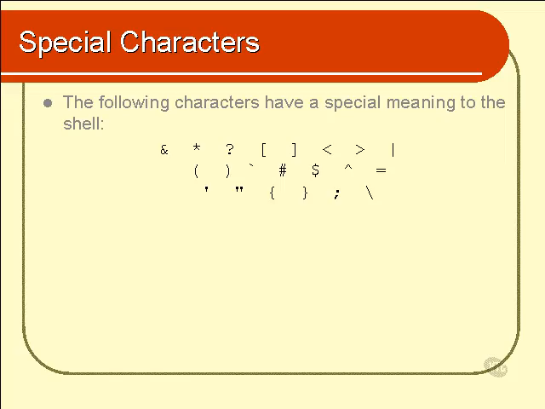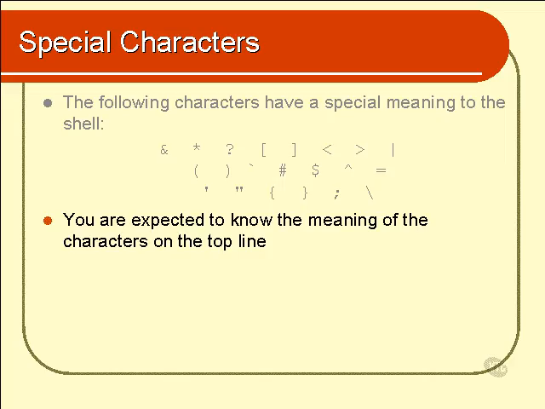Some of these I would expect you to know what they do already. In fact, I would expect you to know the meaning of the characters on the top line. Let's do a quick recap of those. The first is the ampersand symbol. That is used to run commands asynchronously or run them in the background. It also has another meaning which we'll examine later on in the course.